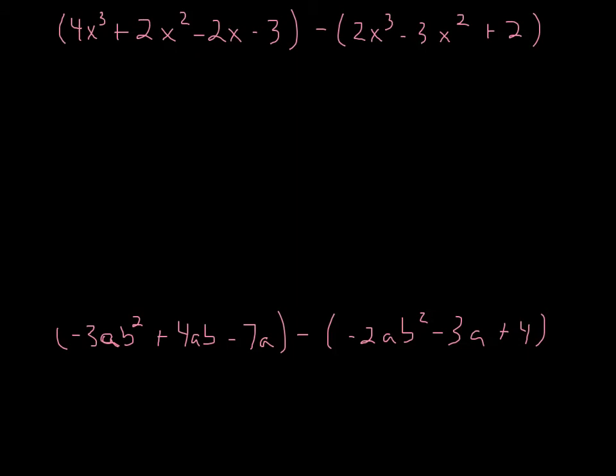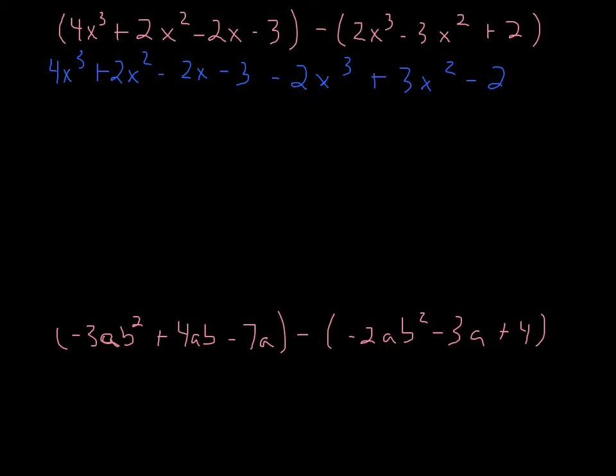Alright, so let's take a look at the try these now. Hopefully you've already got it done. So first step is to do the additive inverse of the second one. So we're just going to copy the first one. 4x cubed plus 2x squared minus 2x minus 3. And the additive inverse of the second one. So negative 2x cubed plus 3x squared minus 2.